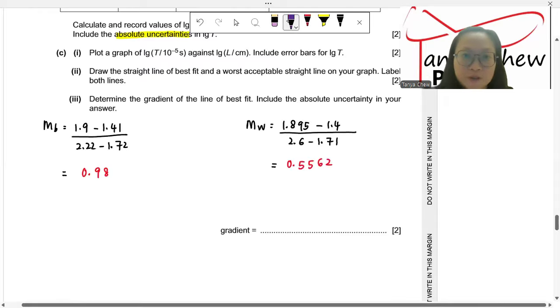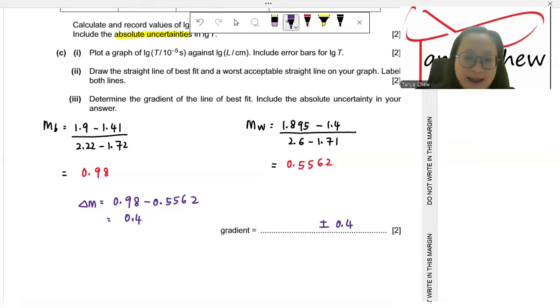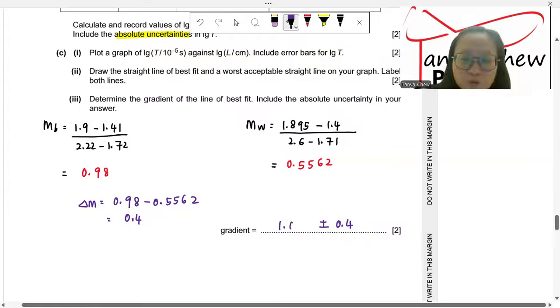Now done with that, to calculate the absolute uncertainty, very easy. You just take the larger value minus the smaller value. Find the difference between the two gradient values and put it in terms of one significant figure as well, because at the end of the day, this is absolute uncertainty. 0.5562 minus 0.98, and I got 0.4. So just put plus minus first, fill in the value of your absolute uncertainty. The value of the gradient must follow the decimal point. One decimal point, 1.0.